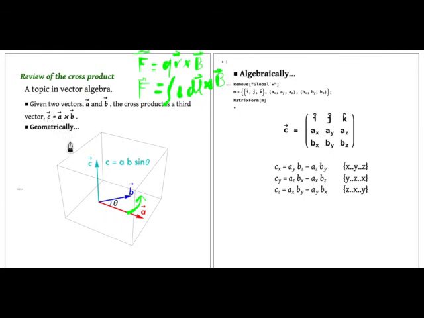What about the magnitude? Well, the magnitude of C is AB sine theta. The magnitude of A times the magnitude of B times the sine of the angle between A and B. It's going to become very important to use the correct notation for vectors. A vector has to have an arrow over it. If you write V, that's not a vector.